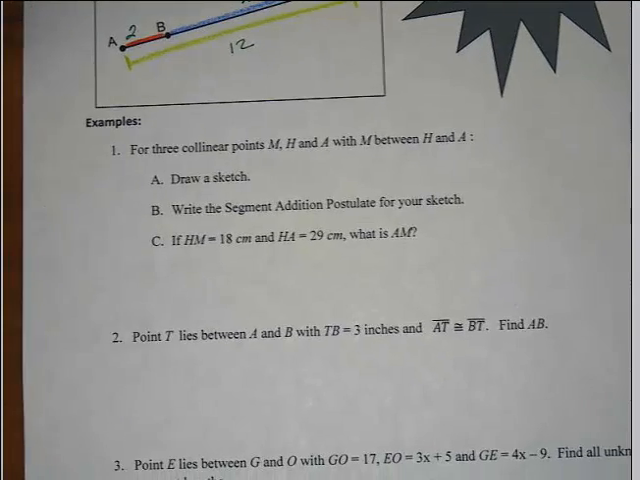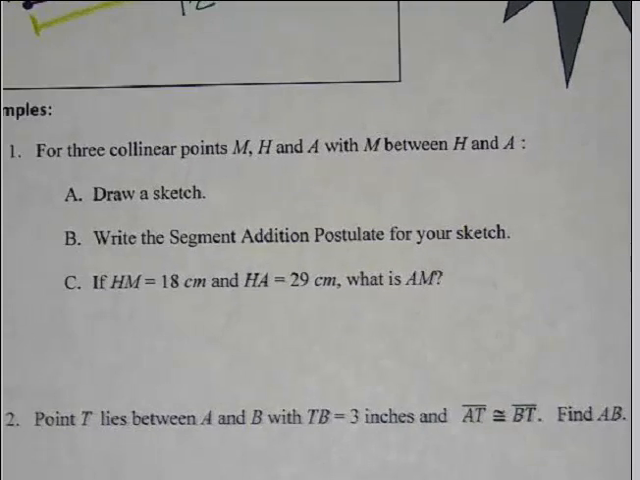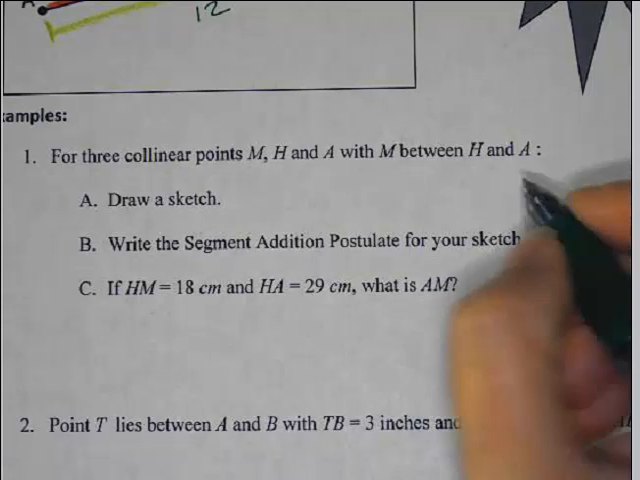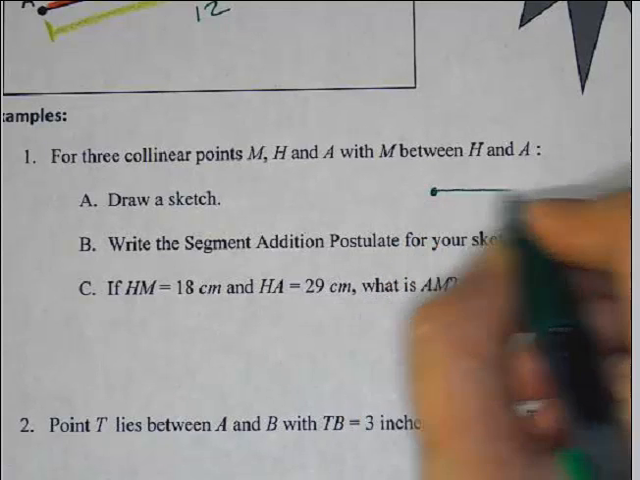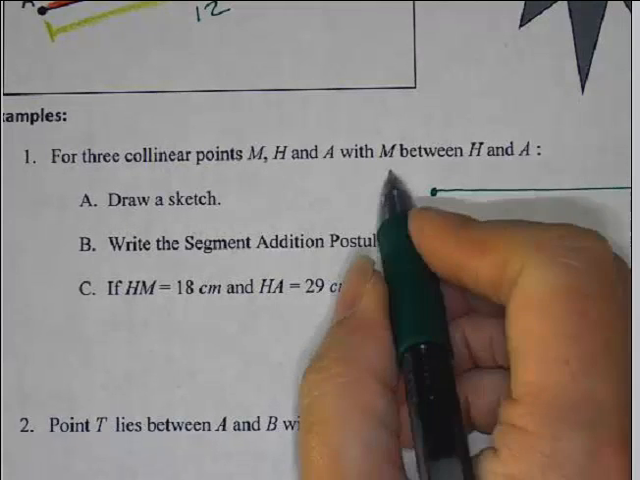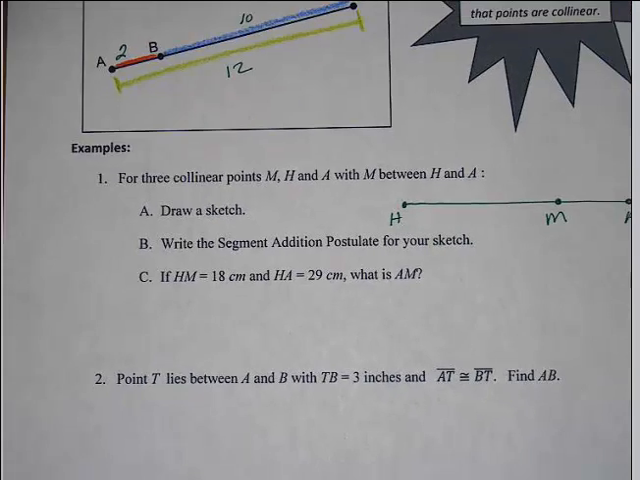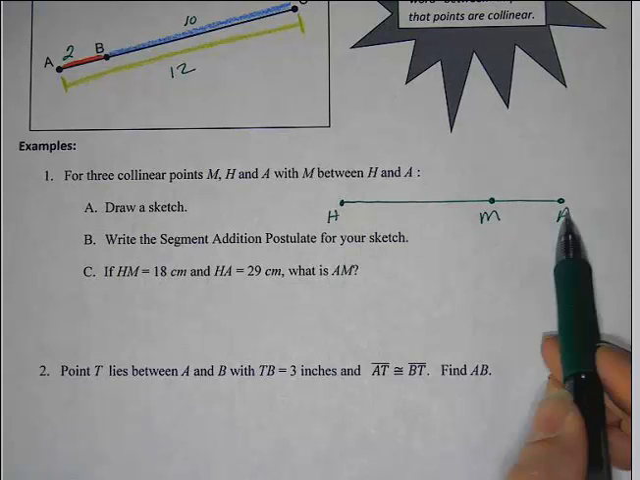Our first example says that 3 collinear points, M, H, and A, and M lies between H and A. So that would mean, as we draw our sketch, that I could have those 3 points all on the same line. They're collinear. So let me just sketch them. I don't know exactly where, but M is between H and A, so that means M is going to be this point, while H and A are the 2 endpoints. I better zoom out. Let's try that again so you can see it. Okay, so there's my picture. M again is between H and A, and they're all on the same line.